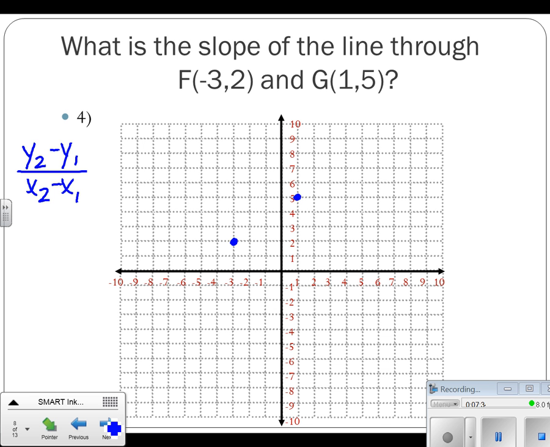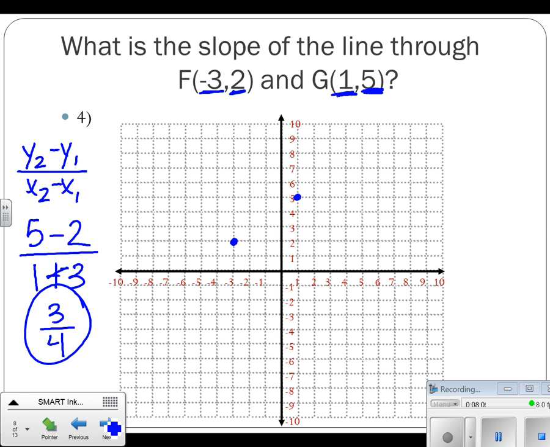My y sub 2, the y is the second number. I'm going to say this is my y sub 2, which is 5, minus my y sub 1, which would be the 2, divided by x sub 2. Now if the 5 is the y sub 2, then the 1 has to be the x sub 2, minus the x sub 1, which is negative 3. That becomes plus. 5 minus 2 gives me 3. 1 plus 3 gives me 4. The slope is 3/4. It's positive.